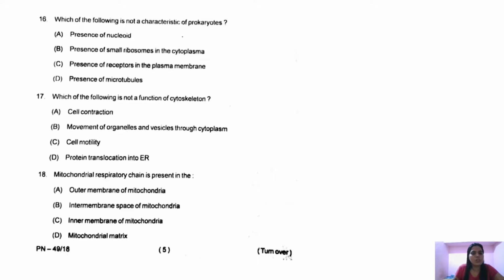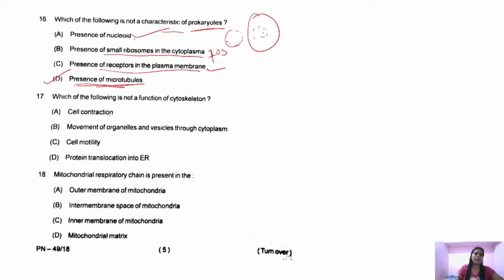Which of the following is not a characteristic of prokaryotes? Let's see. Presence of nucleoid. Nucleoid is present. They do not have a proper nucleus bound by any nuclear membrane. So the genetic material in the cell is a little bit scattered, and this is known as nucleoid. Presence of small ribosomes in the cytoplasm. Yes, it is present. 70S type of ribosomes are present. Presence of receptors in the plasma membrane. Yes, this is also present for interaction purposes. Last is presence of microtubules. No, microtubules are absent in case of prokaryotes. So option number D will be the right answer.